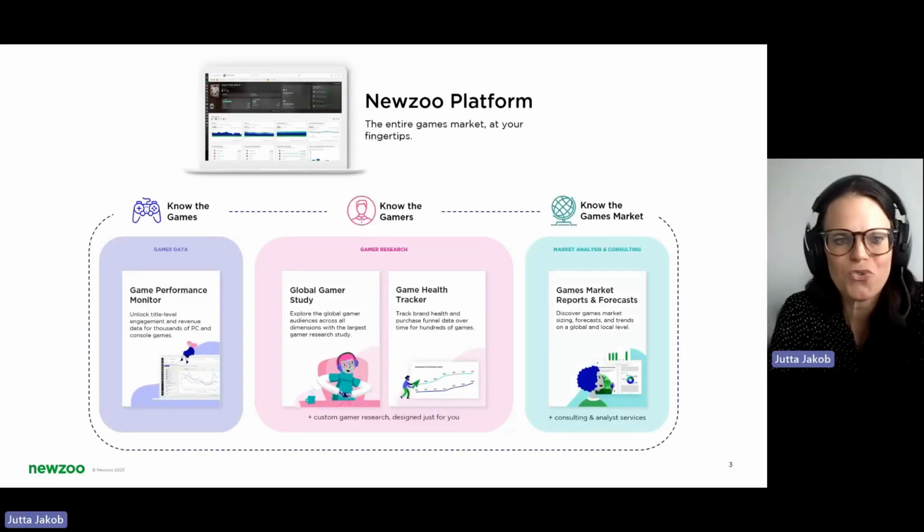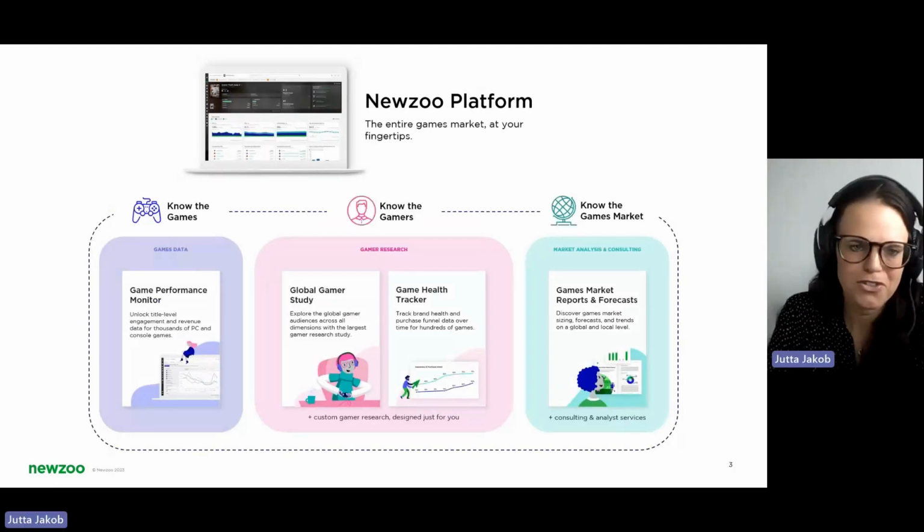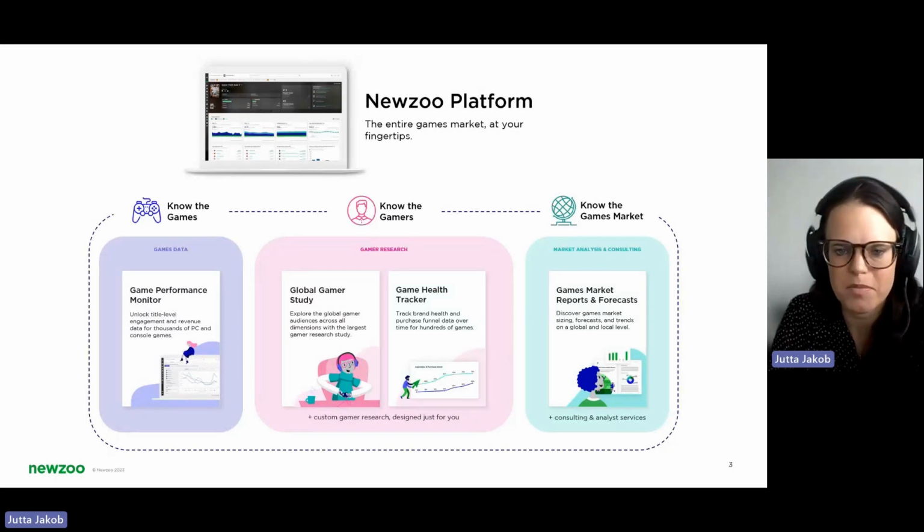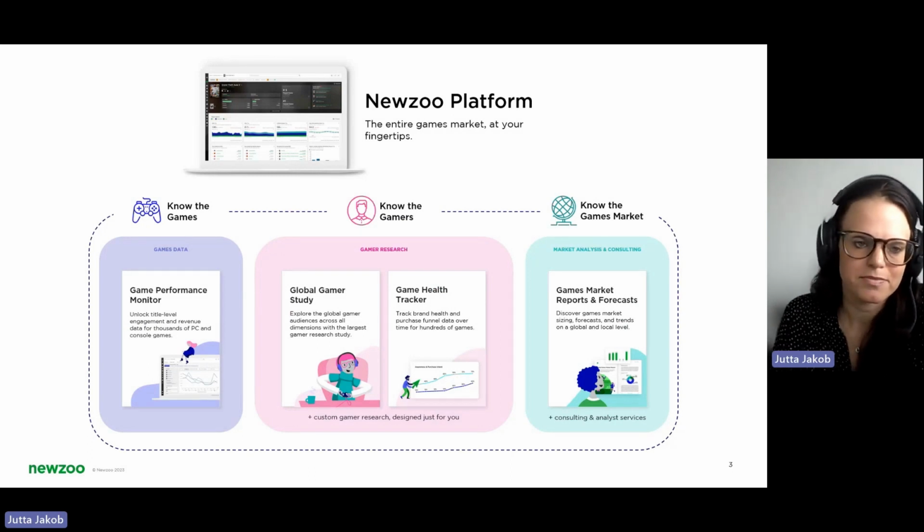For those of you who are not as familiar with Newzoo, Newzoo is the global leader in video games and gamer data. At Newzoo, we help clients by giving them the insights they need to get ahead on games, on gamers, and on the games market.